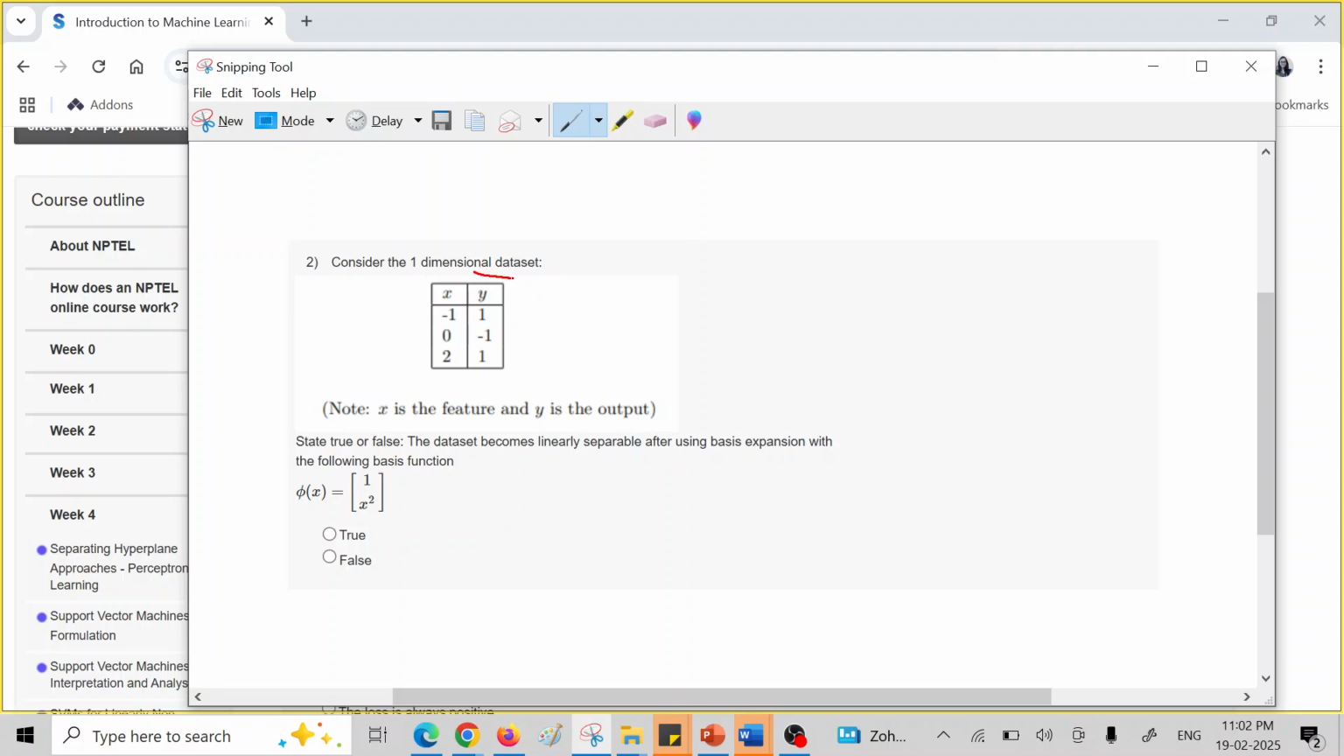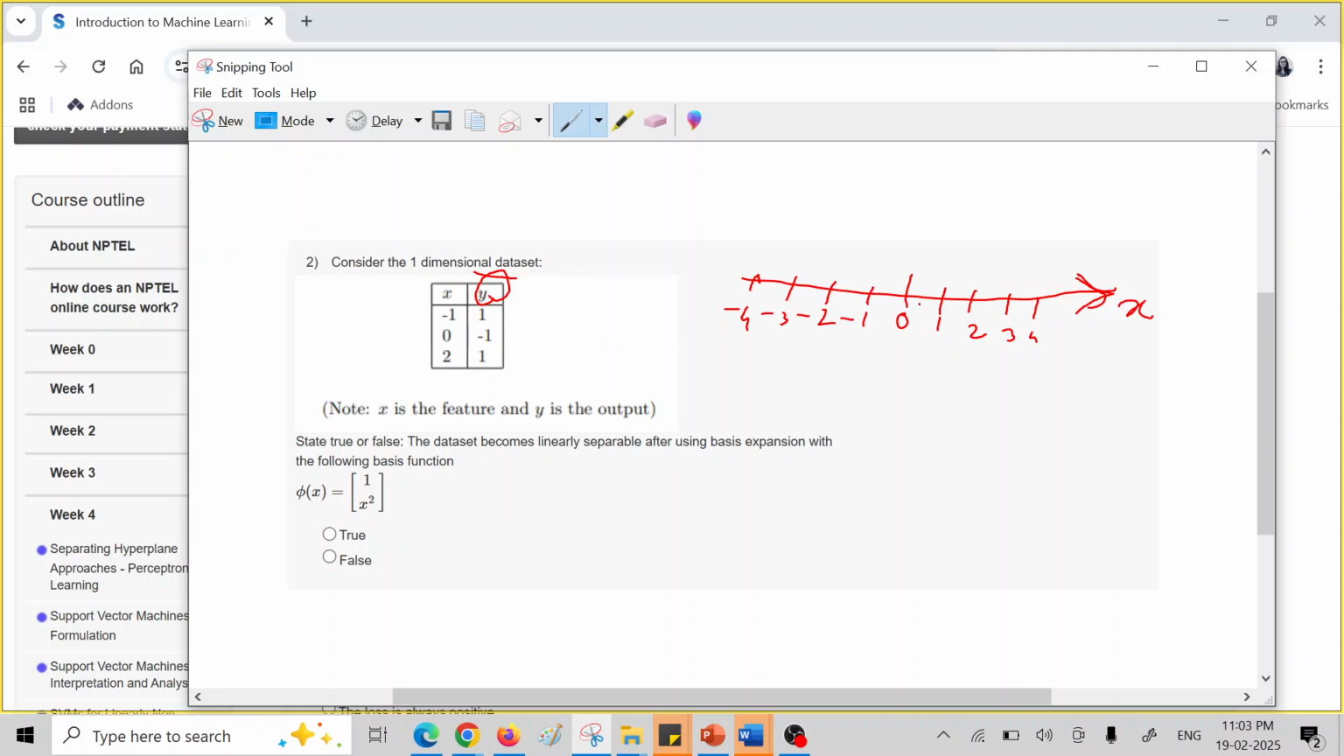A one dimensional data set is given. Okay, so if it is one dimensional data, that means I only have the x coordinate. The x coordinate is given as -1, 0, 2. Let me mark some points: this is 0, this is 1, this is 2, this is 3, this is 4. Likewise on the left hand side I will have -1, -2, -3, -4. Then x is nothing but these x values that I have shown. These are the feature values, and y is the output.